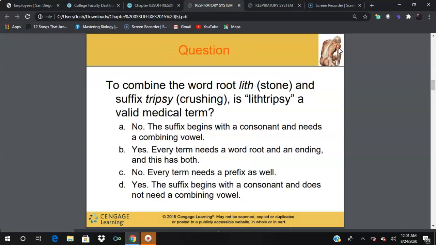Some of these PowerPoints have questions in there. If we look at this question, to combine the word root lith, which means stone, and the suffix tripsy, which means crushing, if you put these two together, lithtripsy, is that considered a valid term? So if we use the rules that we just saw on the prior page, tripsy begins with a T, which is obviously a consonant. And so we need to have that combining vowel between the word root and tripsy. So the term lithtripsy is not a valid term. We need to have that O. So the word would actually be lithotripsy.